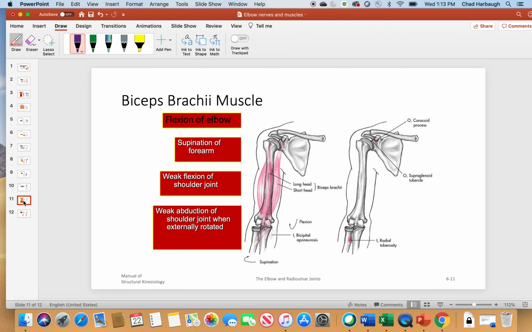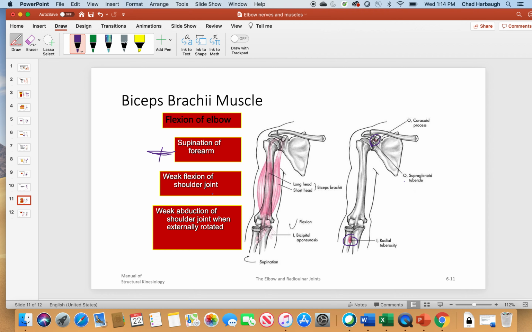So when we're looking at bicep brachii, it's going to have two origins. The first origin is going to be the coracoid process of the scapula, and we're also going to see the origin on the supraglenoid tubercle. So we have two origins, and the insertion is going to be on the radial tuberosity. And since this is on the radial tuberosity, this is what aids in supination of the forearm.